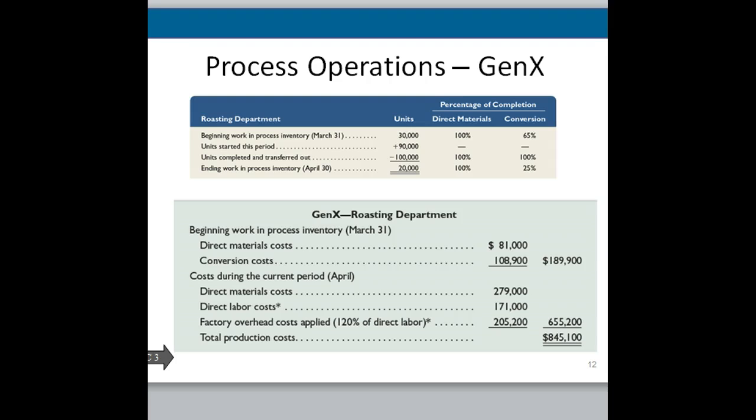Now let's look at this. These are the particulars they're giving us. They're saying our beginning work in process has 30,000 units. All the direct materials are in it, and 65% of the conversion costs are in it.